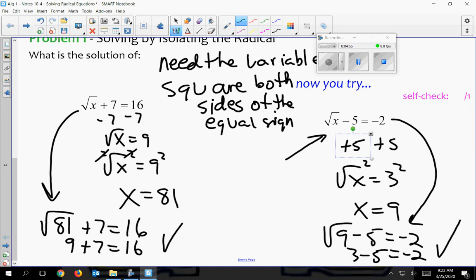To get rid of the radical sign, you square both sides, and you don't have to write this step all the time, especially when you get good at this and you know what you're doing. Just making sure we understand what the step is and what it does for our problem. Okay.